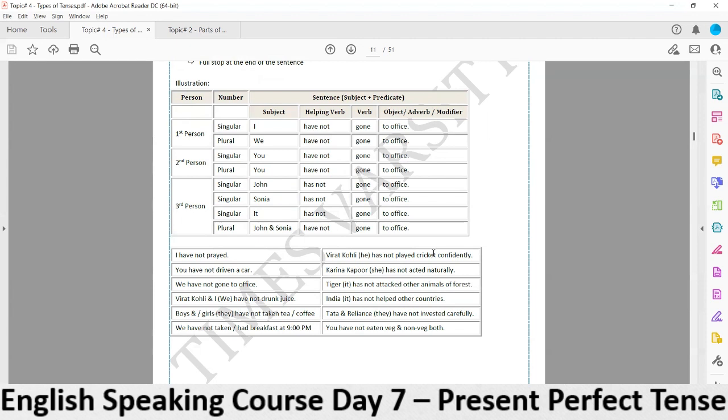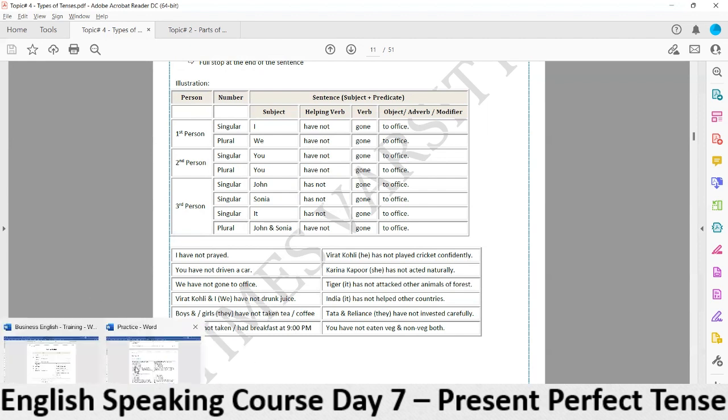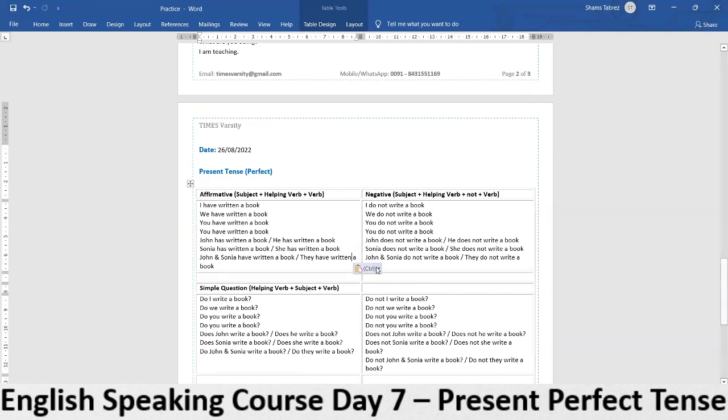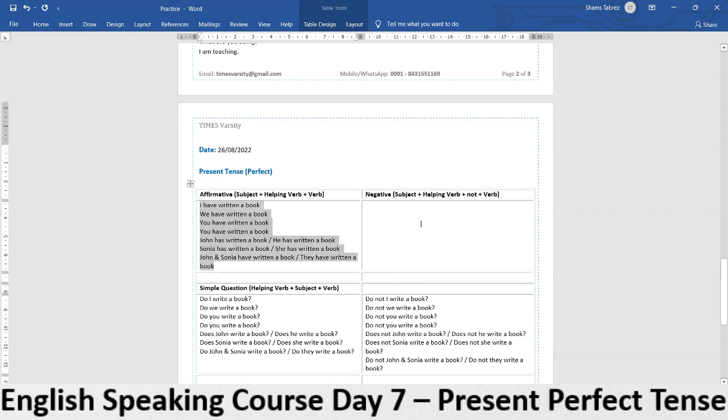A different example: Virat Kohli has not played cricket confidently. Kareena Kapoor has not acted naturally. Okay, so now we will make our sentences. Simply, what we need to do in case of negative is, just as in the affirmative, we add not between the helping verb and the verb.